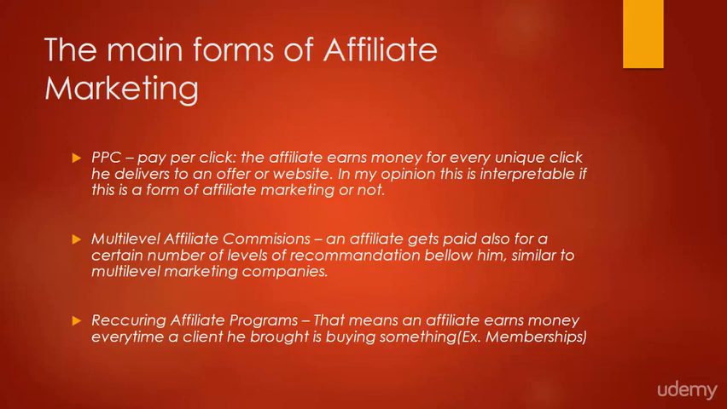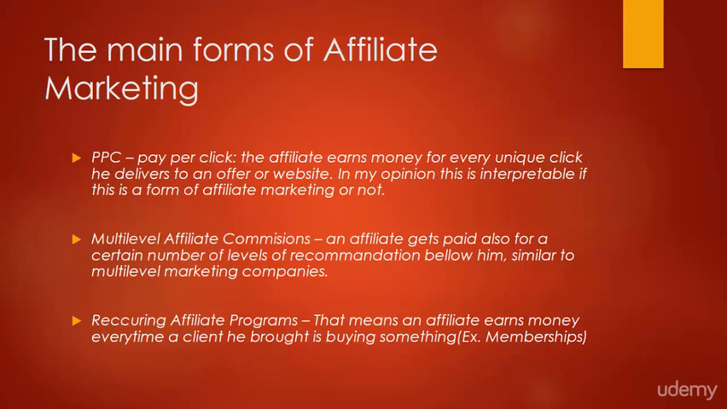Then we have the multi-level affiliate commissions. Practically, an affiliate gets paid also for a certain number of levels of recommendation below him, similar to multi-level marketing companies. For example, you sell a product to somebody, that person recommends it further on, and you will get a commission for the indirect person that buys the product too. That is some kind of multi-level affiliate commission. It's not so often met right now, but it will evolve a lot in the future, because it's very similar to multi-level marketing companies, if you guys know exactly how those work.